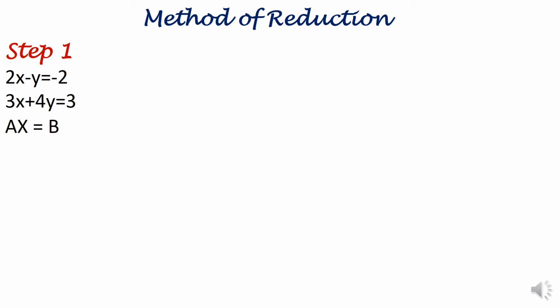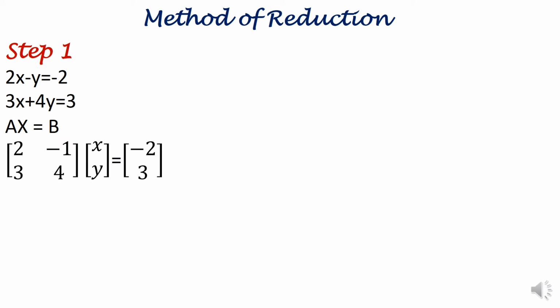The method of reduction involves the following steps. Step 1. The given linear equations are converted into the matrix equation AX = B. Here A is the coefficient matrix. You know what a coefficient matrix is? Correct. It is a matrix containing the coefficients of the variables of the equations. X is a column matrix containing the variables x and y, and B is another column matrix containing the constants given on the RHS of both the equations.